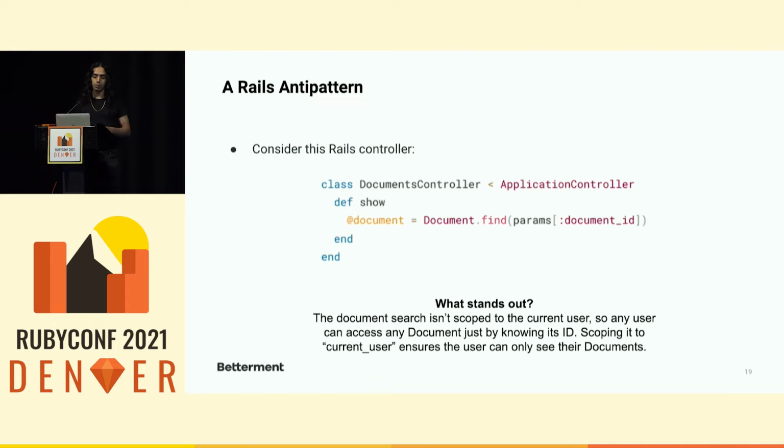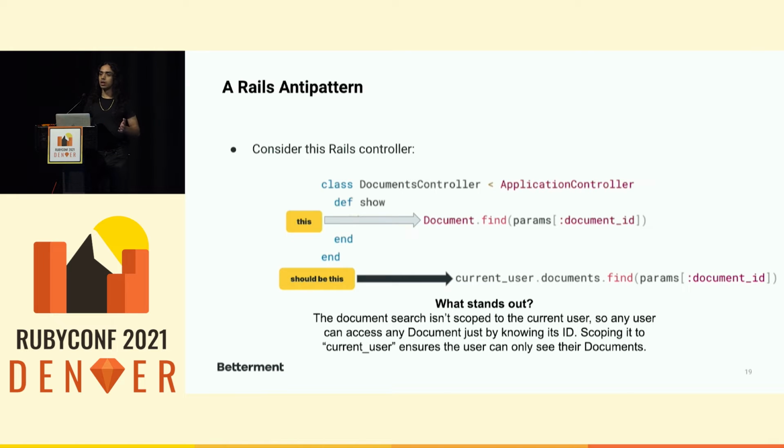So the way we would fix it, typically speaking, is changing this line into something like this, basically leaning on Active Record relations so that the current user has its own documents, and you can rely on Active Record to tell you, hey, this user has these documents. You don't have to do a complete search for all documents from scratch.